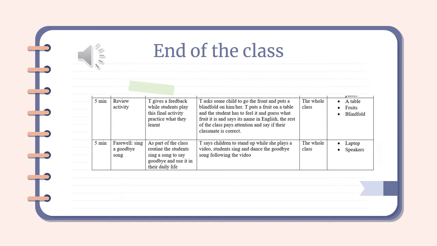So for this final activity, we have our review activity. In this activity, the teacher gives feedback to the students while they play a game. Students have to go to the front and guess the fruit they are feeling. The rest of the class has to help their classmate and let them know if they are correct. And finally, as part of the class routine, the students sing a song to say goodbye and they will use it in their daily life.